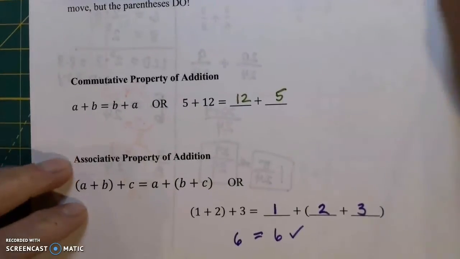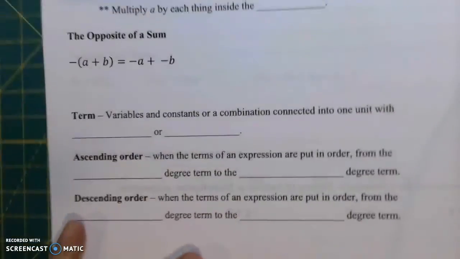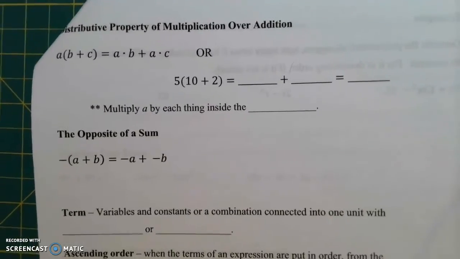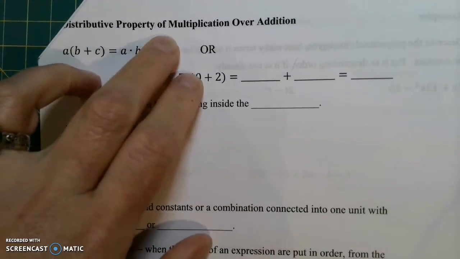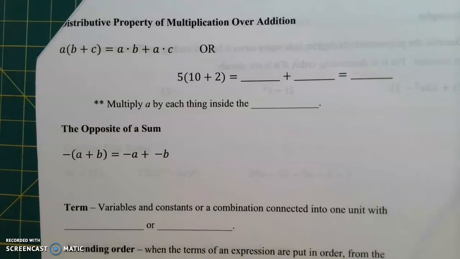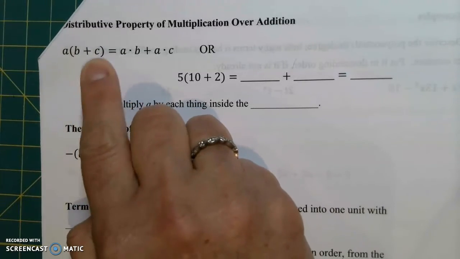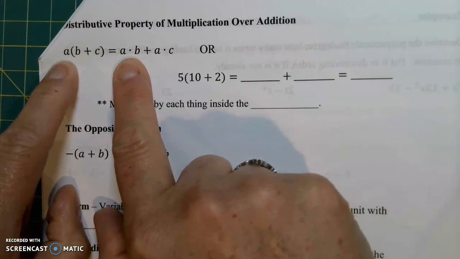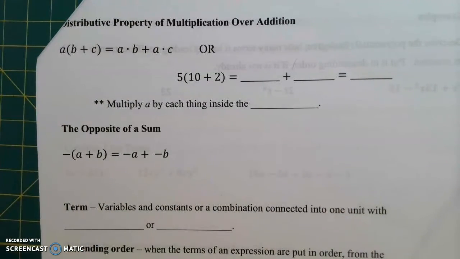All right, flipping over to page 23. Now there is a property with multiplication and addition that has parentheses, and that's the distributive property. The technical name is the distributive property of multiplication over addition. Typically, we just shorten that to the distributive property. So if the A is out here, and then we've got the B plus C in the parentheses, it means the same as if we multiply the A times the first thing in the parentheses, and then the A times the second thing inside the parentheses.